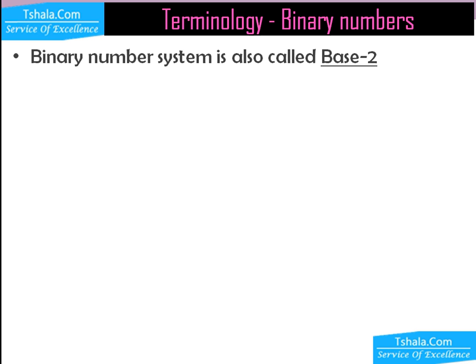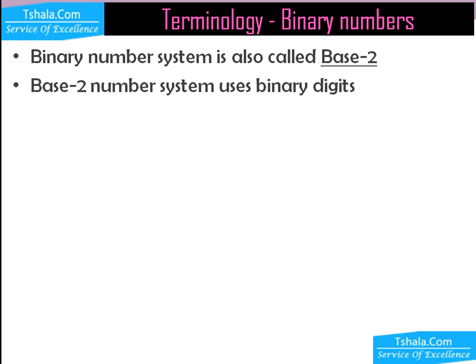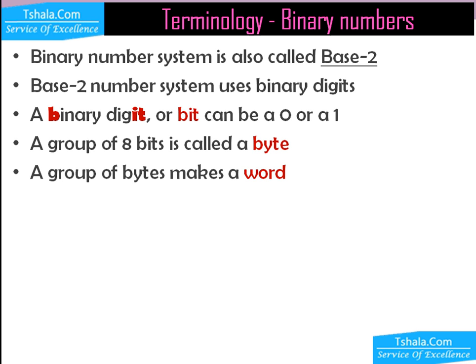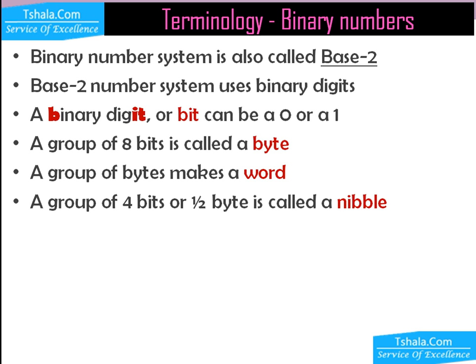Binary number system is also called base 2. A base 2 number system uses binary digits. A binary digit is also called a bit, in short, and can be a 1 or a 0. A group of 8 bits is called a byte. A group of bytes is what makes a word. A group of 4 bits or half of a byte is called a nibble. Not much used nowadays, but it was really important at some point.